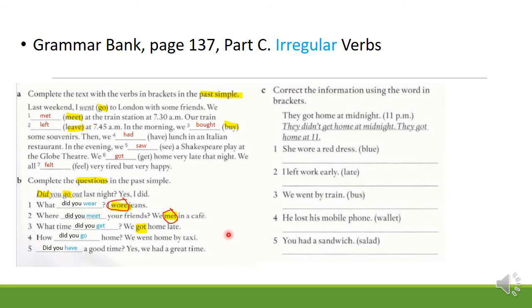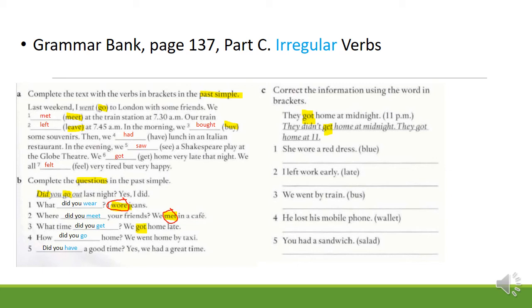Great. Now let's complete part C. Correct the information using the words in brackets. For example, they got home at midnight. This is wrong. We have to correct this. They didn't get home at midnight. Take a look at the verb. Let's see what happened. Got, this is the past form of the verb get.